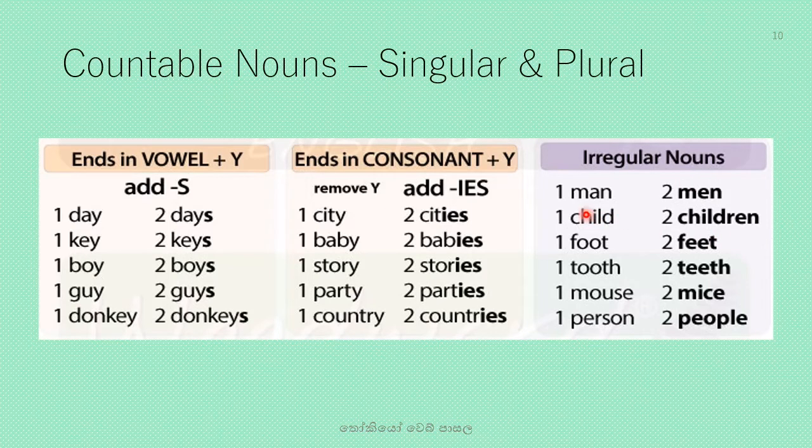Examples: man, men, child, children, foot, feet, tooth, teeth, mouse, mice, person, people. So with these nouns, we cannot say that we add any letters or remove any letters. They are not following a particular rule, but we have a different word as the plural form.